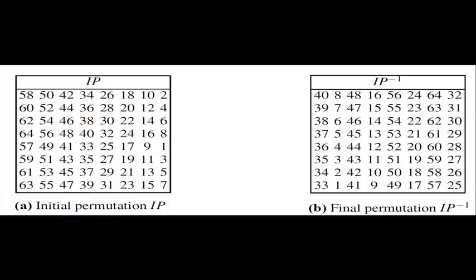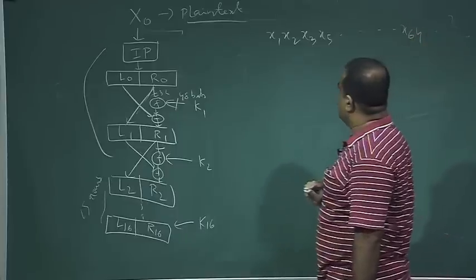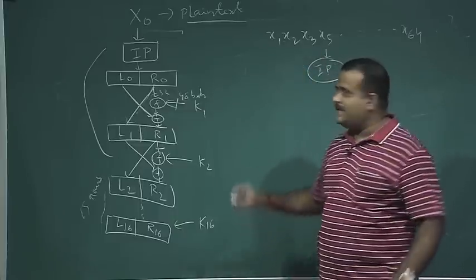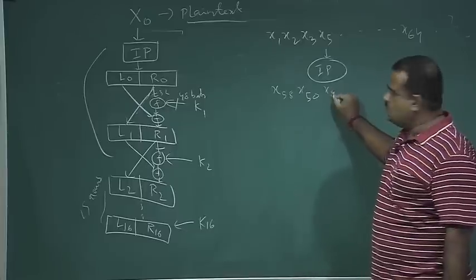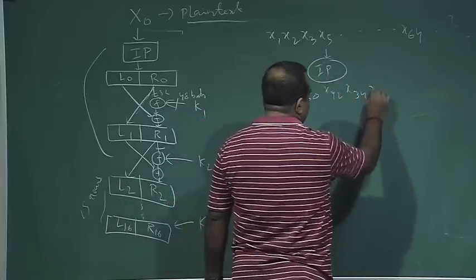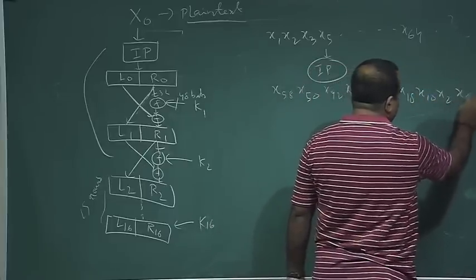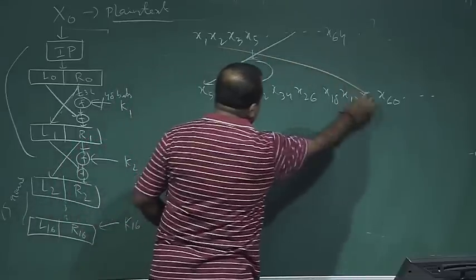So, can you please go to the slide? Yeah. So, this is the IP. We have the plaintext, which is x1, x2, x3, x4, up to x64. On this we want to apply IP. IP means we are shuffling the bits. How are we shuffling? By this: x58 will come here, then x50, then x42, then x34, then x26, then x18, x10, x2, then x60, like this. So, x58 is coming here, x2 is going there. This is shuffling of the bits.